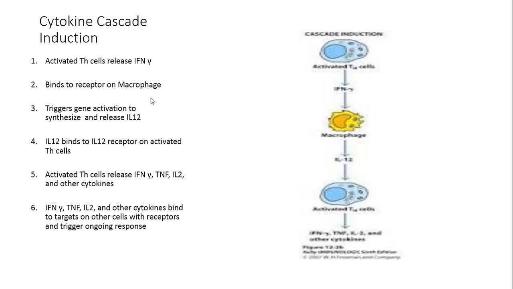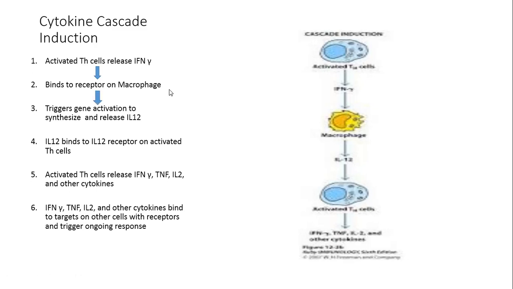This is not as clear as I would hope. I'm sorry, but I think we'll get the point. This is the activated T cell that's released a cytokine. It released interferon gamma. That then has an action in that it binds to the receptor on a macrophage. So there's that, right?